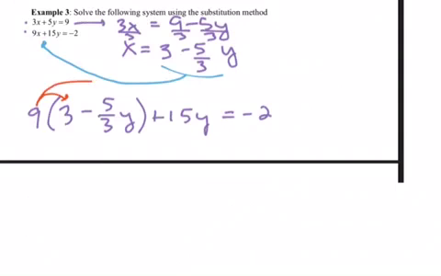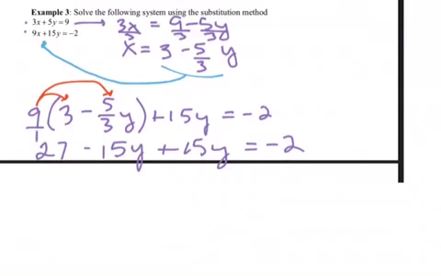When I carry this 9 through, I get 27 minus 9 times negative 5. If I treat it as 9 over 1, I get negative 45 over 3. Negative 45 over 3 is 15. So I get minus 15y plus 15y equals negative 2. Similar to the last one, the variable pieces cancel out. But this time, instead of a true statement, I get 27 equals negative 2. That is not a true statement.